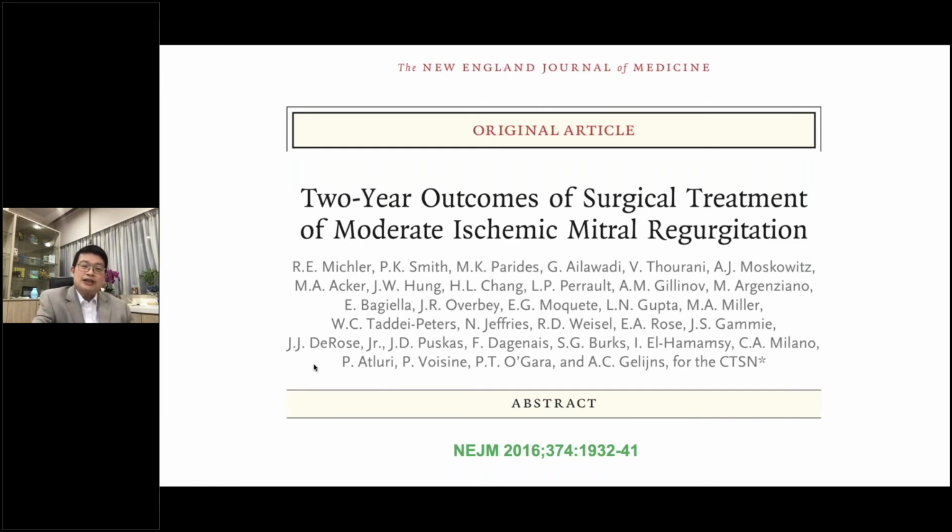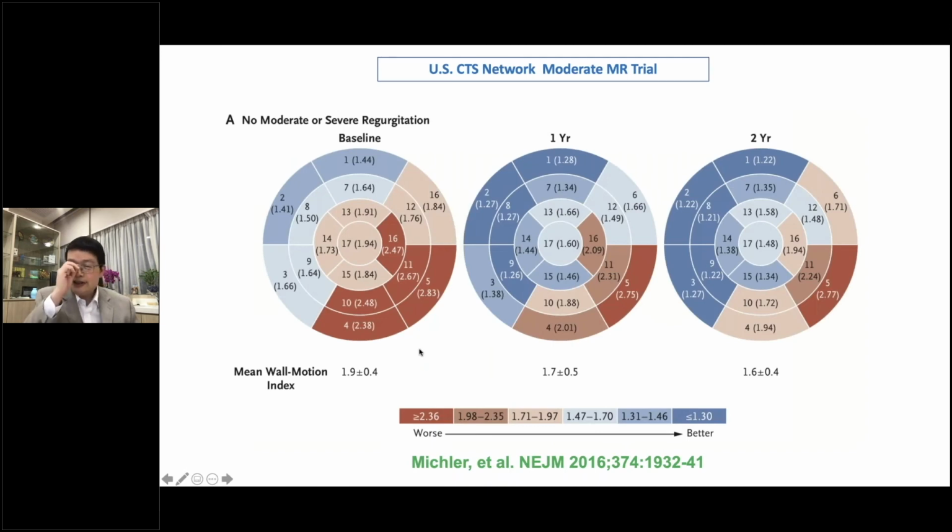So this is another study. This is from the US moderate ischemic MR trial, which looked at exactly the same question and did the same randomization. In this study, interestingly, they did not do cardiac MRI, so we have no information on viability of the LV wall, but they did look at wall motion score index by echocardiography, and you can see that at baseline they had akinesia of the inferior lateral wall. And at 2 years, this had improved significantly after revascularization.